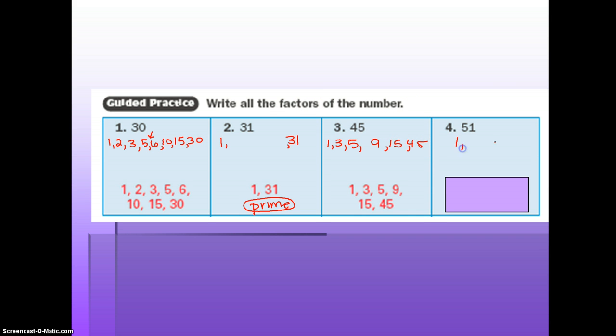Number 4, 1 and 51. And go through, do some guessing and checking. 2 doesn't work. Does 3 work? And you can divide. 3 goes into 21 7 times. So 3 and 17 work. 5 doesn't work because it doesn't end in a 5. So 1, 3, 17, and 51. Do not just give up if you think it's going to be prime. There are sometimes more numbers than you might think.